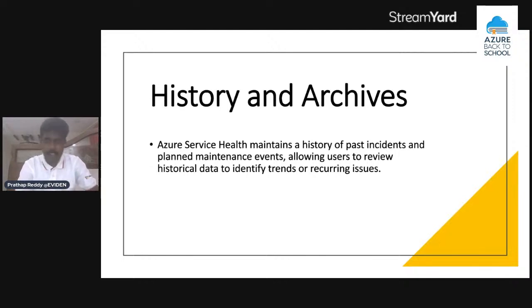This is the important thing. Azure Service Health maintains a history of past incidents and planned maintenance incidents, allowing users to review historical data to identify trends or recurring issues. Of course, Azure maintains a history of past incidents, planned incidents, and future ones. Past incidents means those that are already done, that happened in the past, for example in 2022, 2021, 2020. So that will be on recent time.